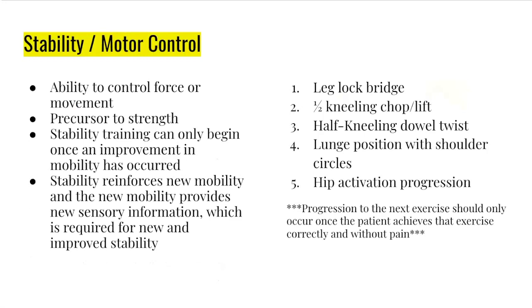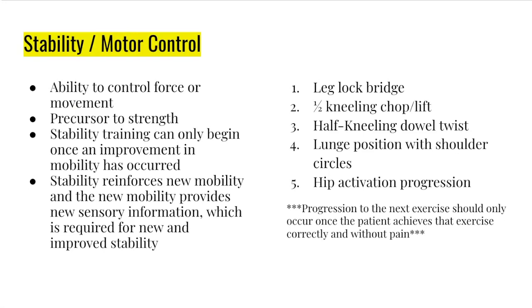Now, moving on to stability and motor control. Stability is the ability to control force or movement. It is a precursor to strength. Stability training can only begin once an improvement in mobility has occurred. That's why we had to work on mobility first. Stability reinforces new mobility, and the new mobility provides new sensory information, which is required for new and improved stability.